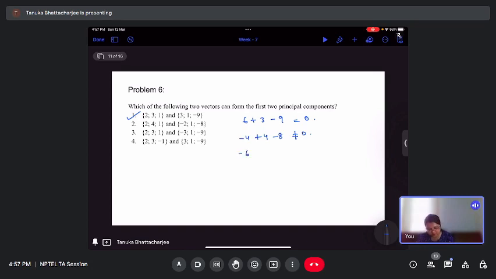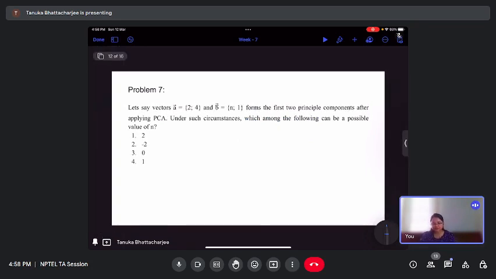Third one is minus 6 plus 3 minus 9. This is also not 0. Last one is 6 plus 3 plus 9. This is also not 0. Only the first pair are orthogonal to each other. So that can be the two principal components.